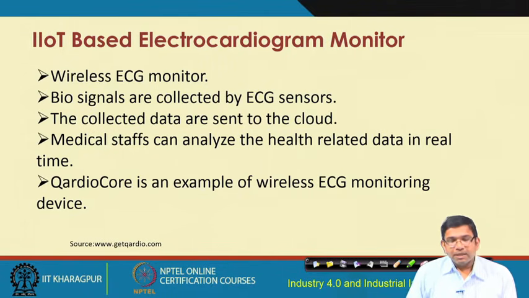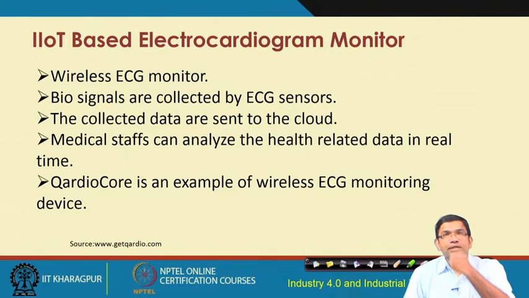So, nowadays there are many different healthcare devices. Wireless ECG monitors are there, which can collect biosignals from these ECG sensors. The collected data could be sent to the cloud. Medical staff can analyze the health related data in real time. In fact, you could have some programs which can autonomously analyze the data that are coming in and can send alerts. One example of a wireless IoT enabled ECG sensor is Quadcore. Quadcore is a device for ECG monitoring. It is a wireless device.